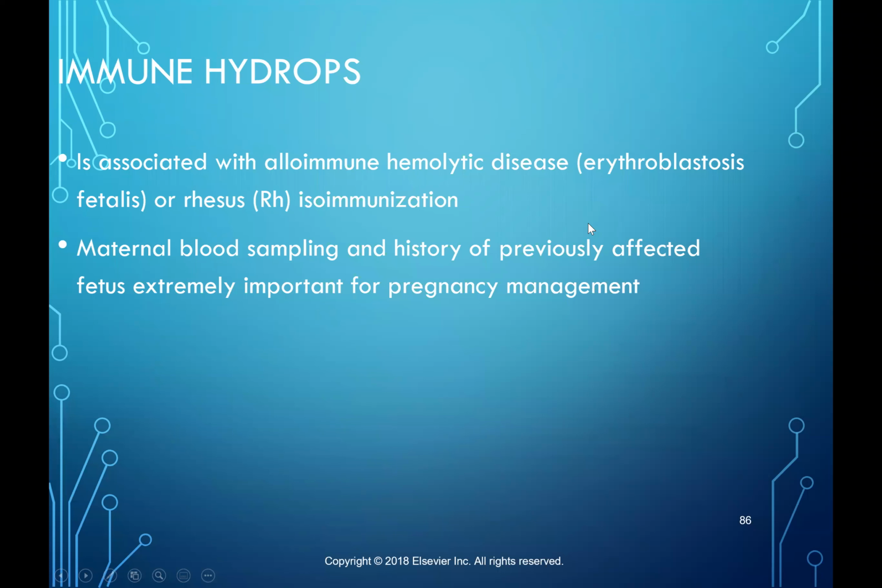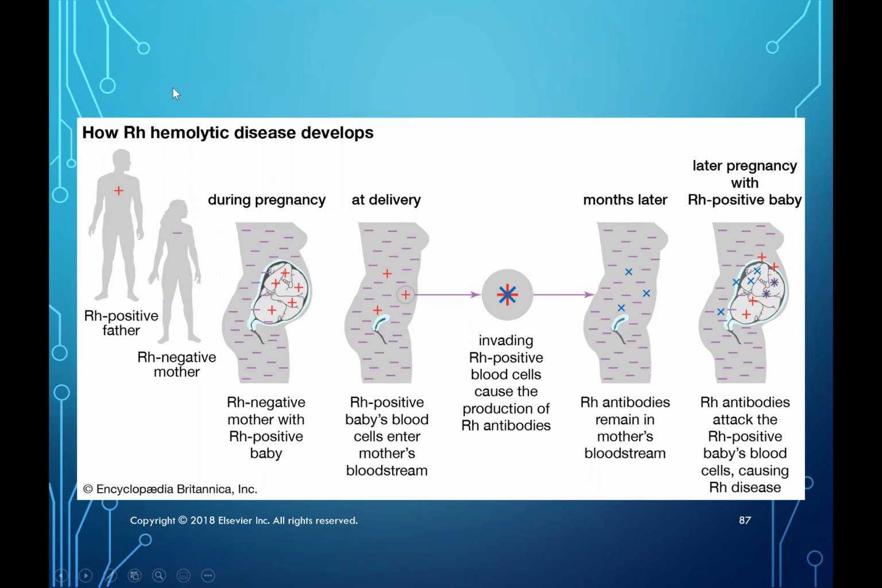So maternal blood sampling or history of previously affected fetus is extremely important in pregnancy management. So I believe that when you are Rh negative, first baby or second baby, they give you a RhoGAM shot to make sure that this doesn't happen. And so this is how. You have an Rh positive father, an Rh negative mother, the Rh negative mother with an Rh positive baby. So the Rh positive baby's blood cells enter mother's bloodstream at delivery.